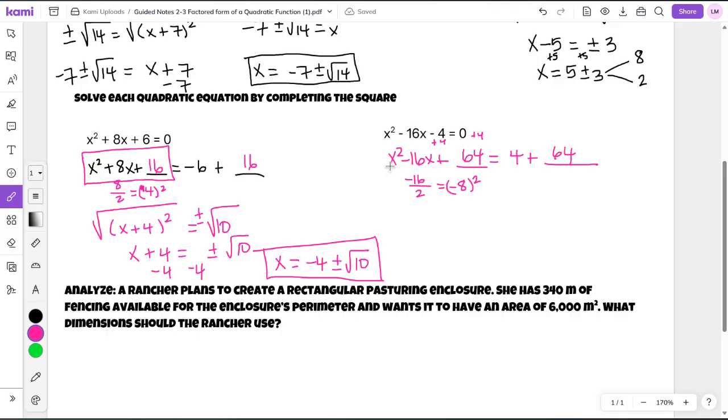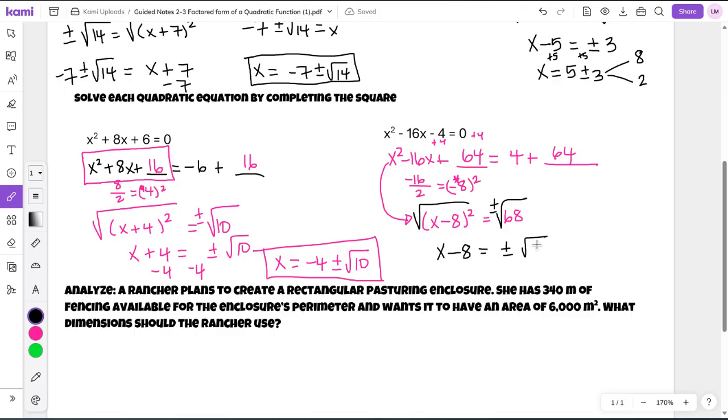All right, then I'm going to factor this. Notice this is negative 8. Numbers that multiply to be 64 and add to be negative 16. (x minus 8) squared equals 68. Take the square root of both sides. So x minus 8 equals plus or minus the square root of 68.